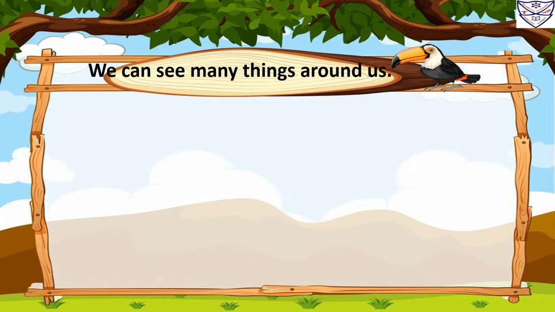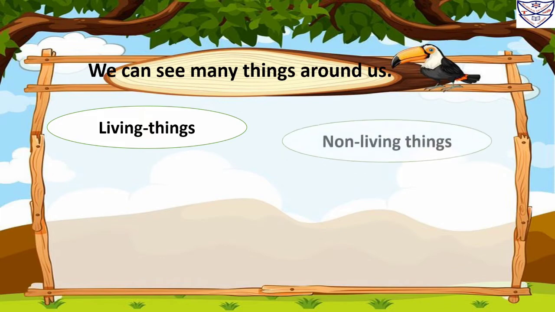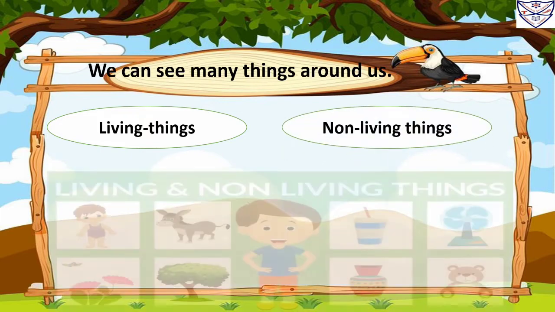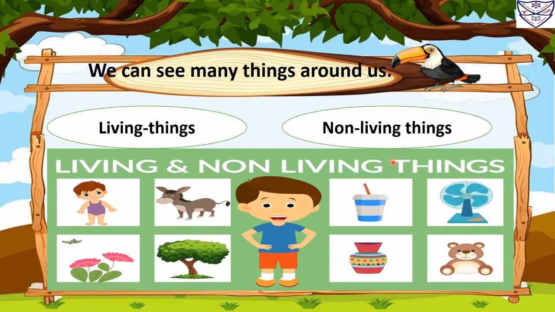Now, children, our first topic is: we can see many things around us. They are living things and non-living things. Living things like animals, birds and trees have the ability to reproduce more of their kind. In this picture, you can see some examples of living things, and here in this picture you can see some examples of non-living things.